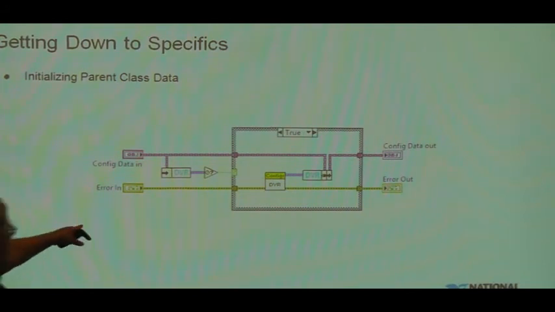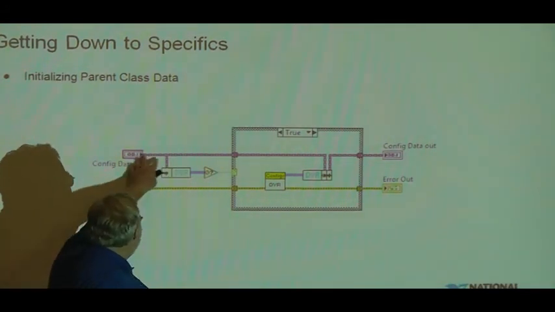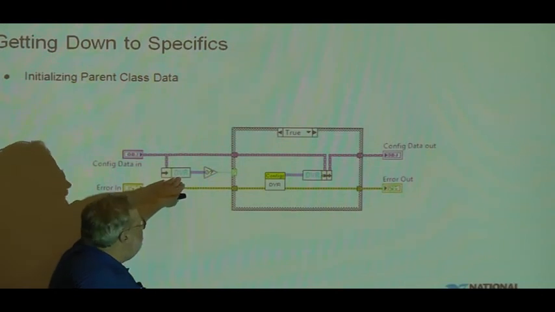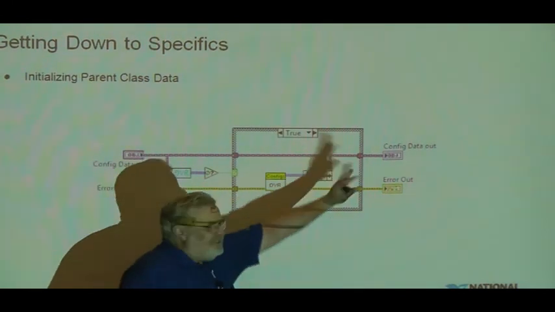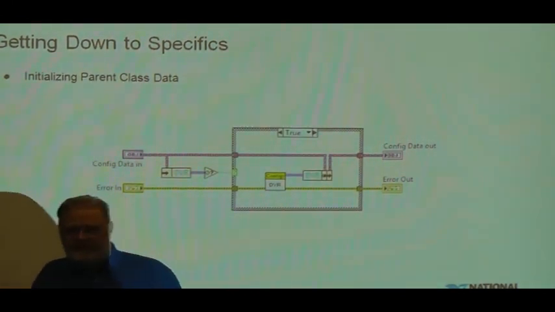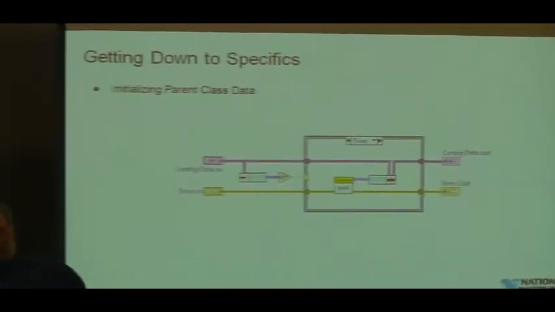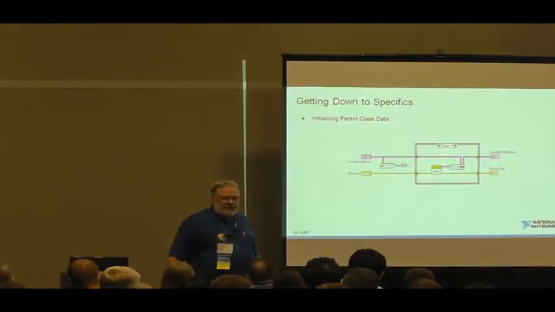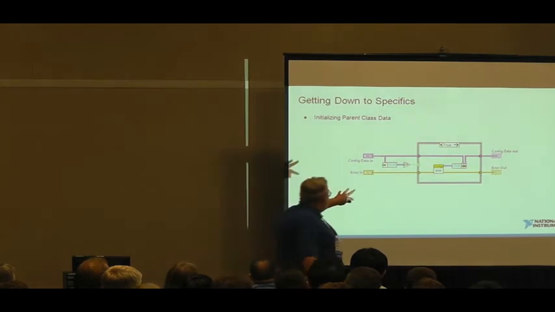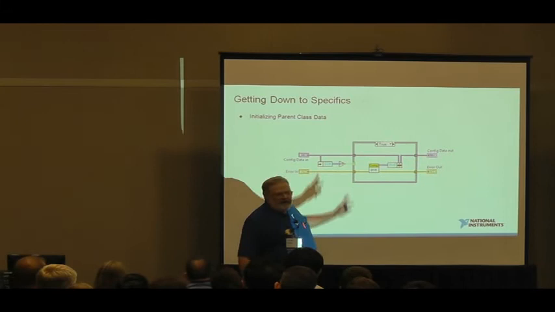And then I write this little bit of code here so that when this runs, it looks at the configuration data coming in, and if the DVR value hasn't been initialized yet, it calls this and initializes it. If it's already valid, it selects the other case, which does nothing, just passes the class wires through unmodified. So this will automatically initialize your parent class.